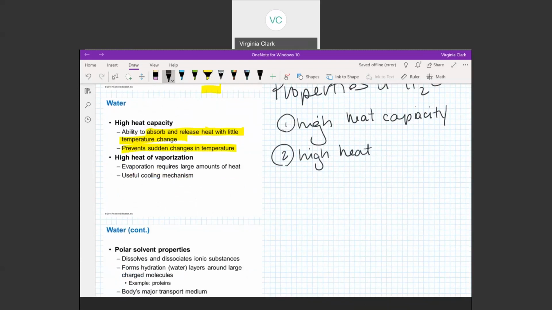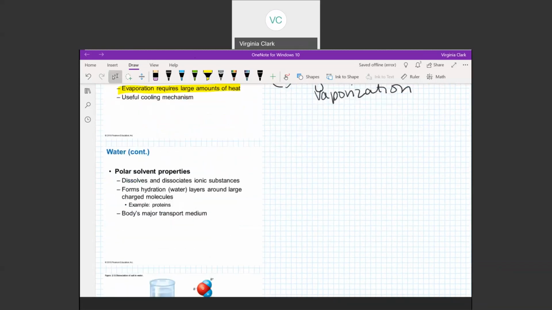Another property of water is the high heat of vaporization. This means that in order for water to turn into vapor, it has to hit a very, very high temperature. This is important because our bodies can get up to 103, 104 degrees Fahrenheit during a fever. You don't want your water to actually boil and turn into vapor. So it's going to need a large amount of heat. That's important for our bodies to have.